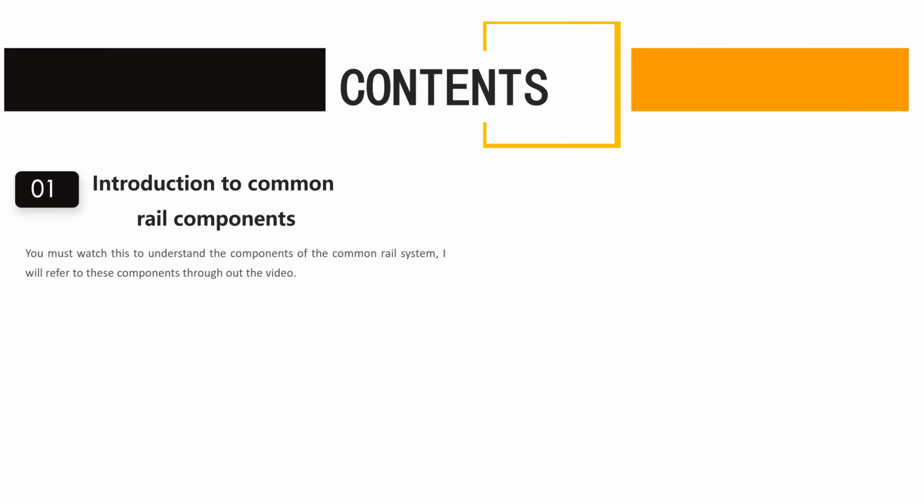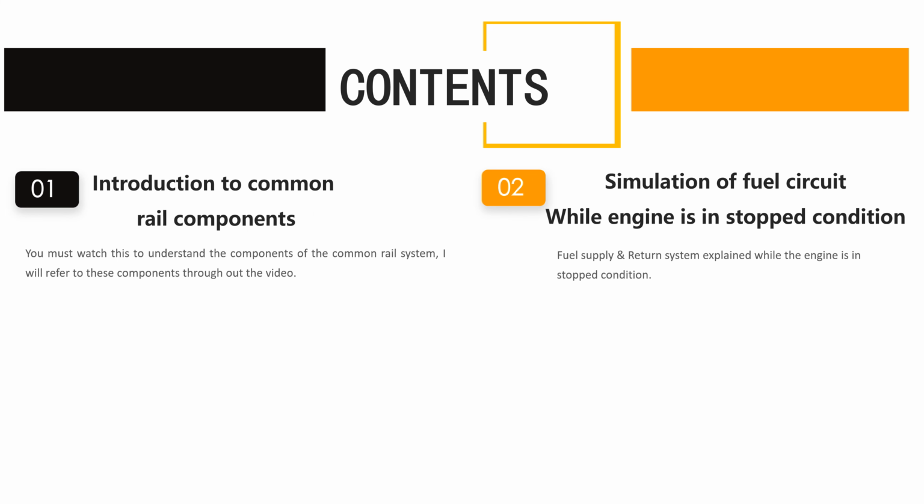To make it nice and easy to understand this complicated system, I've split this video into four main chapters. Chapter 1 covers the common rail components, where I will be showing you the line diagram of the common rail system and explaining various components and their functions. Chapter 2 is a simulation of the fuel circuit when the engine is in stopped, that is standby, condition, where the fuel just circulates throughout the engine without any function.